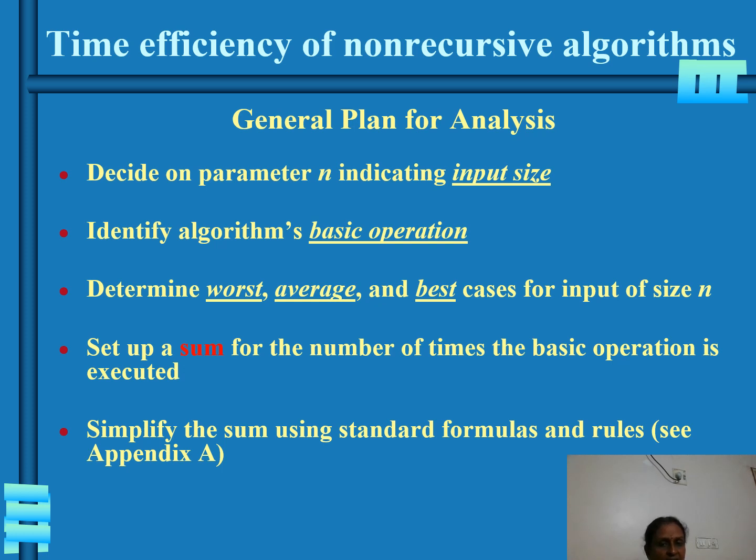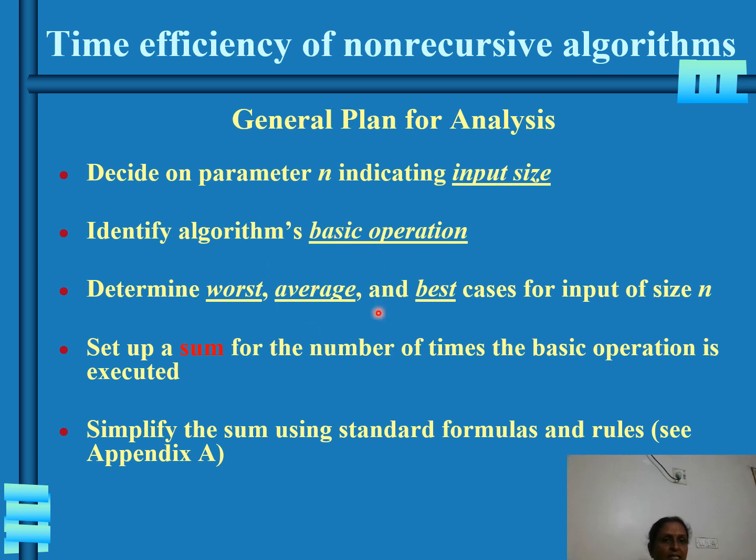So next we'll discuss how to find the time efficiency. We have said T of n is approximately c_op times C of n. So we should know how to count the number of times the basic operation is performed. First we'll discuss how to find the efficiency of a non-recursive algorithm, because in general you can write an algorithm as either recursive or non-recursive.